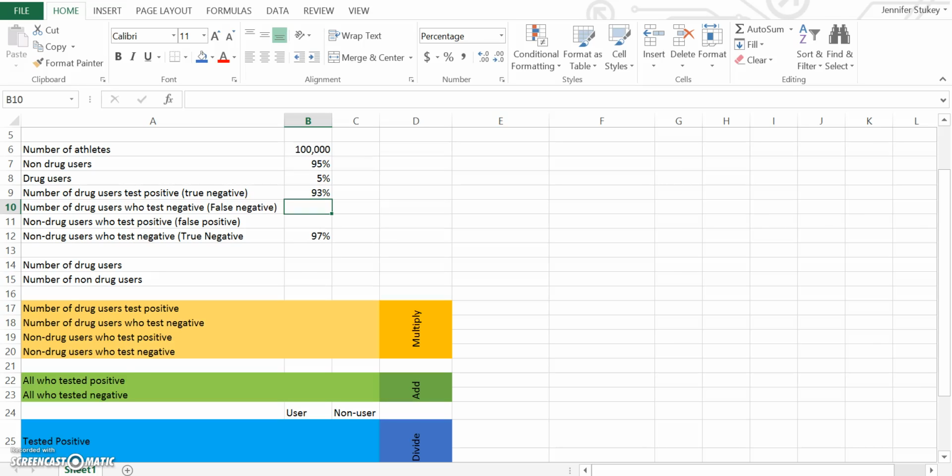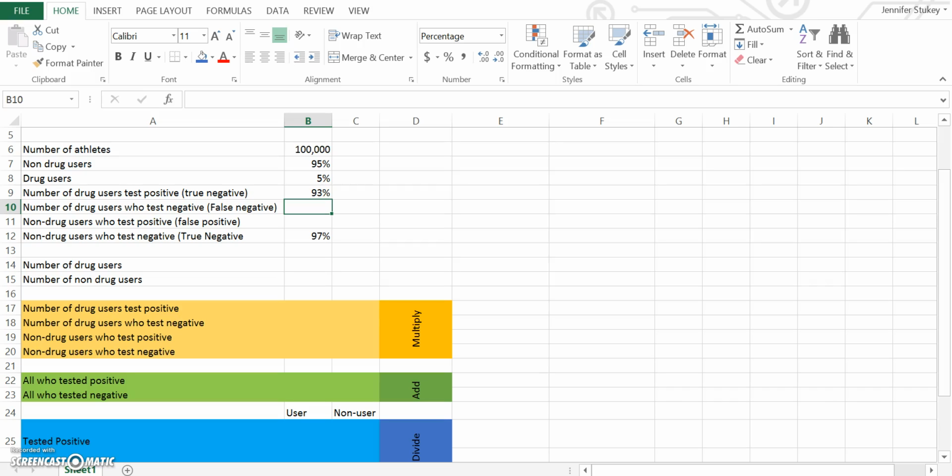Hello everyone. Today we are going to go over Bayes' rule, and this has to do with prior probabilities and determining the probability of if a person fits in this category, then what is the probability of outcome 1 and outcome 2. So the example that we're going to go over is athletes who are given drug tests who are actually drug users based on the results of those tests.